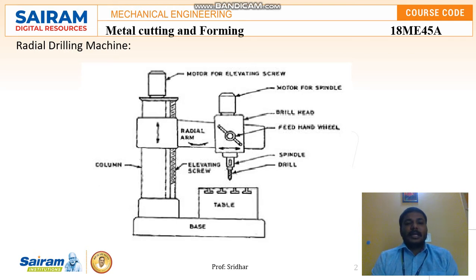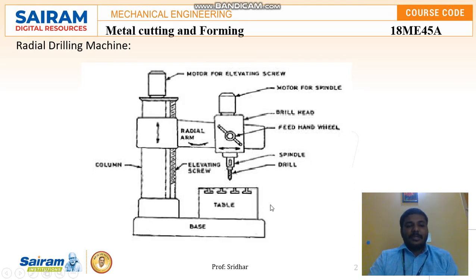But in the radial drilling machine, the workpiece table where we place the workpiece is rigidly fixed. Only the radial arm is movable. Through the radial arm, with the help of the knee elevating screw, we can move the drill towards the workpiece that we want to drill. Now we'll see the construction of the radial drilling machine.